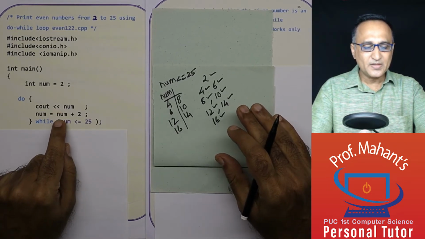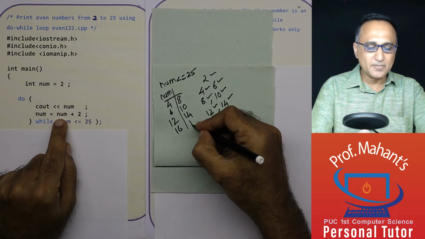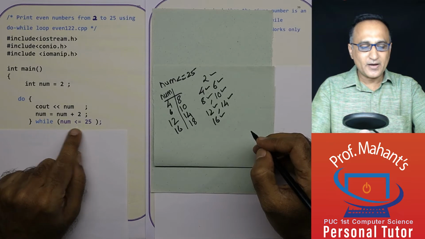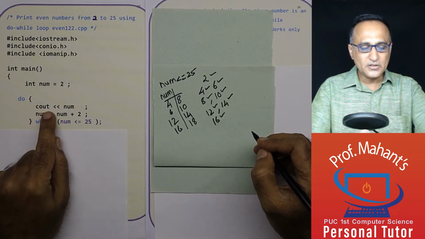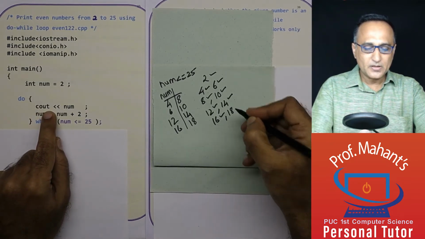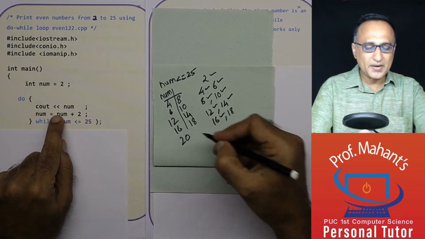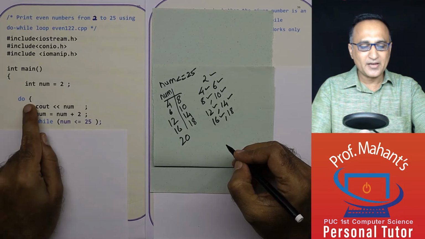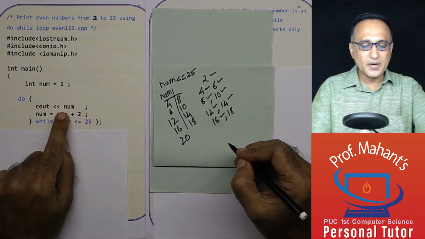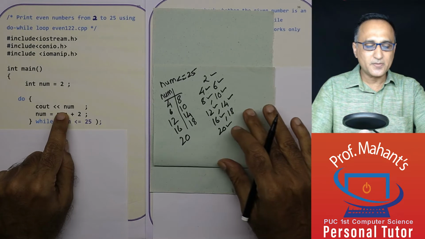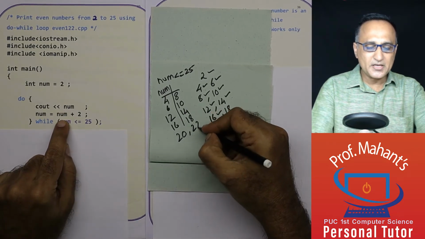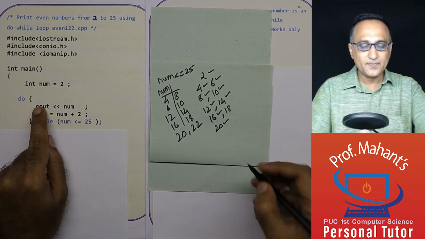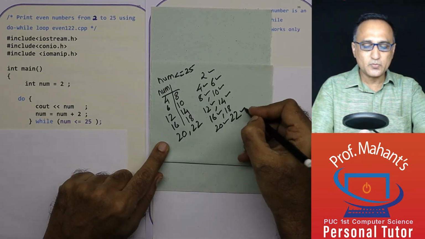Then what do I do? Number plus 2. Number now ends up becoming 18. 18 is still less than or equal to 25. I go back here and print 18. Number now ends up becoming 20. 20 is still less than or equal to 25. I go back here and print 20. Number now ends up becoming 22. 22 is still less than 25, so I go back and print 22.